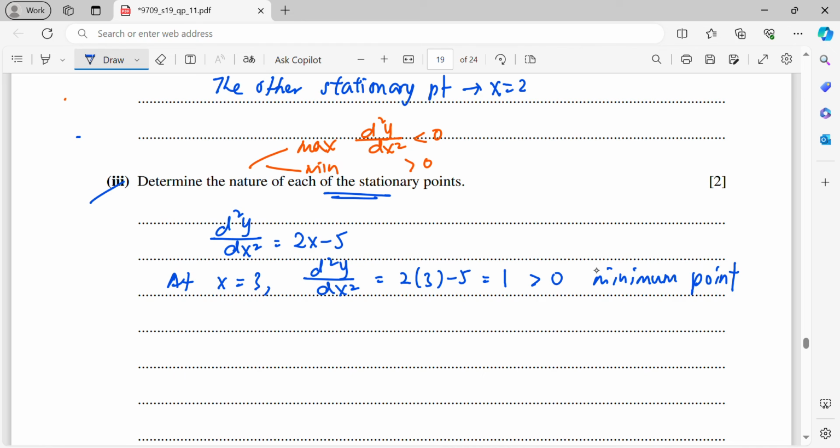Okay, so when x equals 2, the second derivative is 2 times 2 minus 5. That is minus 1, which is less than 0. Therefore, I get a maximum point. So done for the nature of the stationary points.